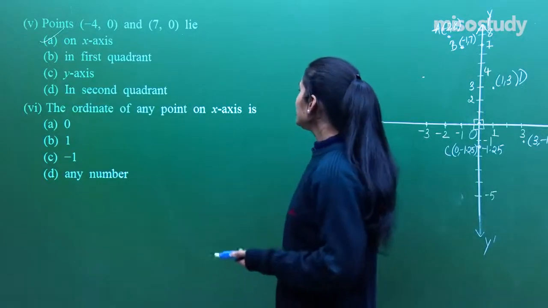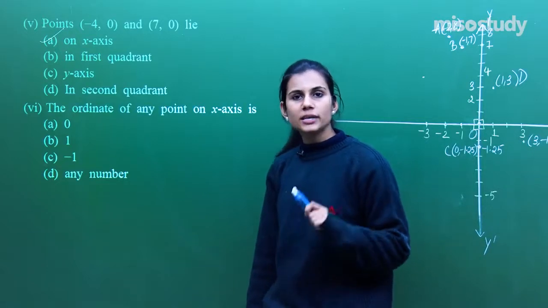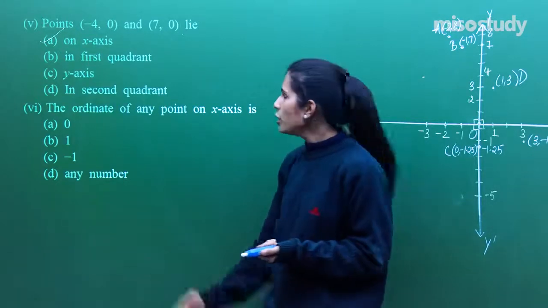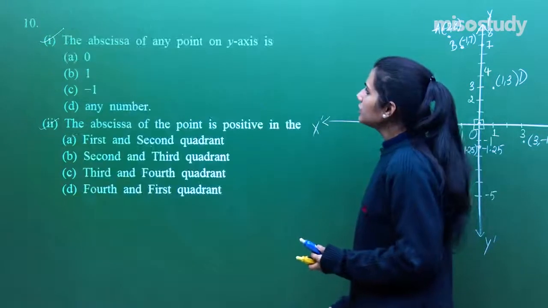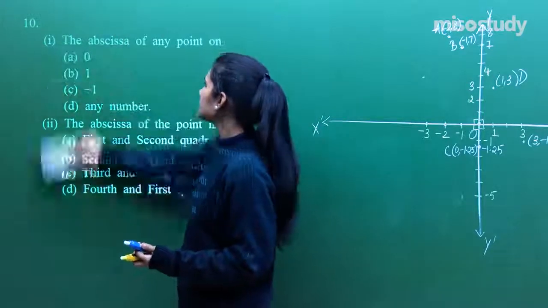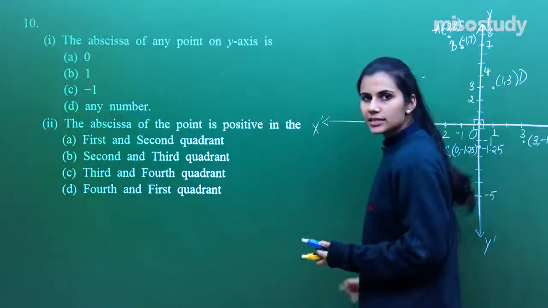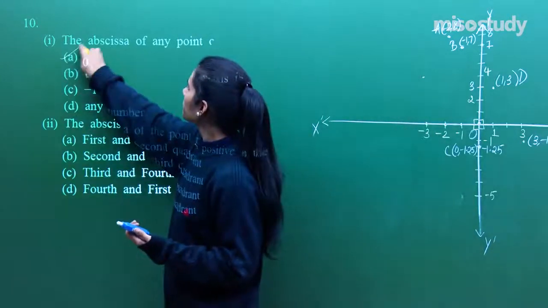The ordinate of any point on the x-axis is what? If a point is lying on the x-axis, its distance from the x-axis is 0, so its y coordinate or the ordinate is 0. Next I have the abscissa of any point on the y-axis. If a point is lying on the y-axis, that means its distance from the y-axis is 0, that means its x coordinate or abscissa is 0.